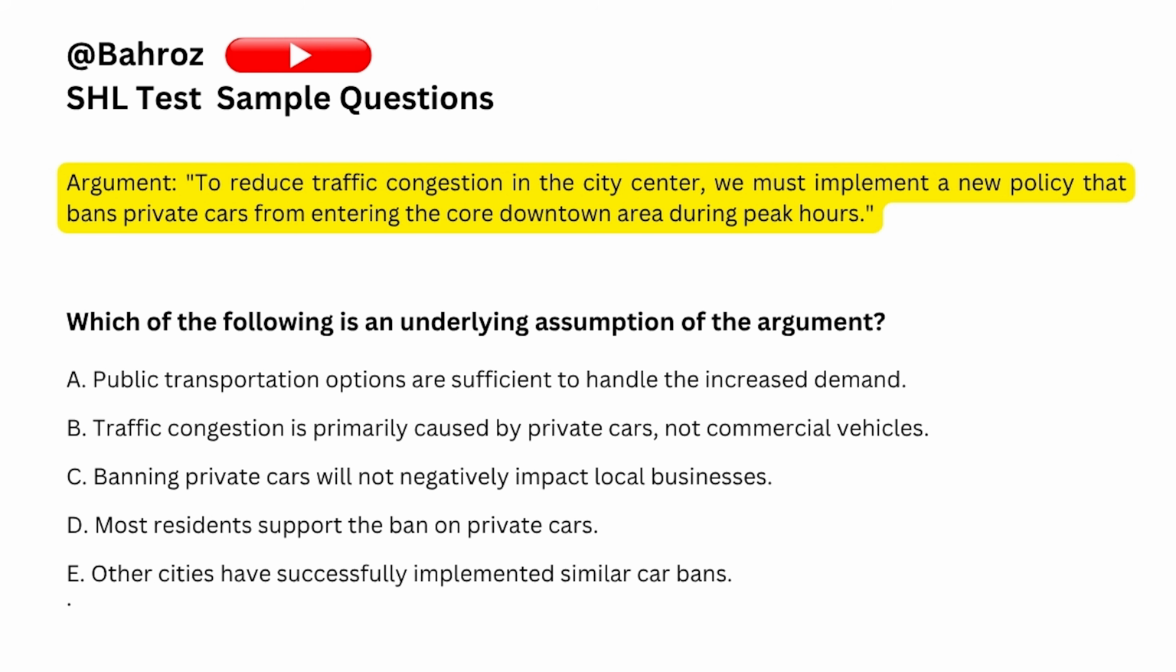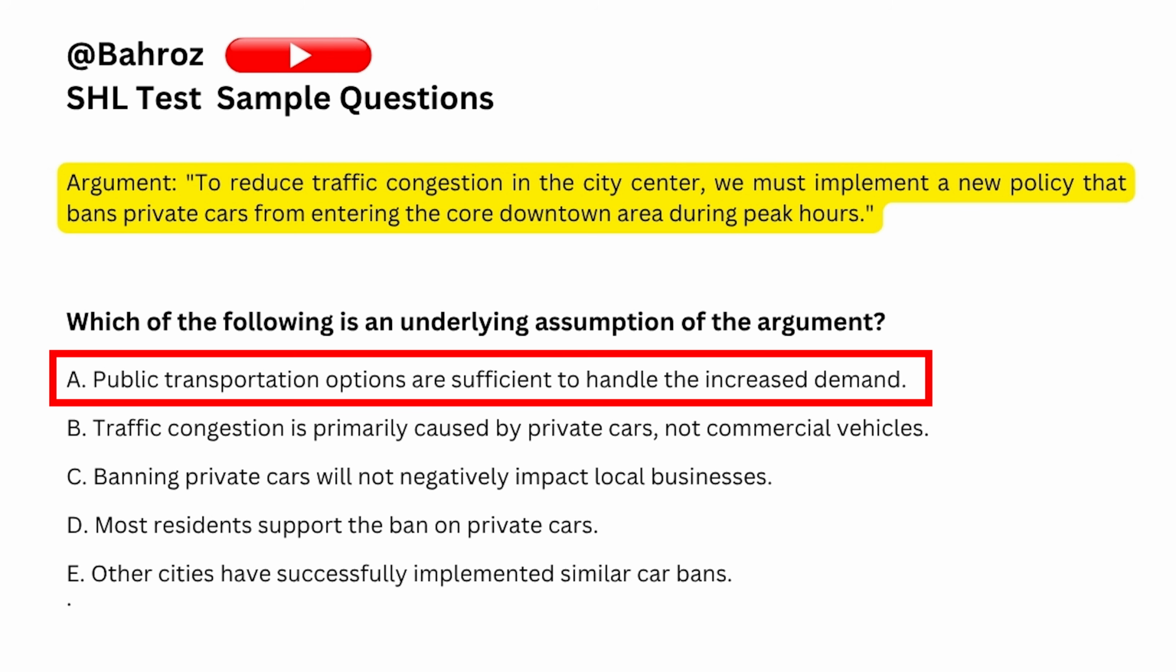Now, banning cars assumes people can still get around. Looking at the options, option A, if public transport can't handle the demand, the ban fails. So this is assumed. Option B, cars don't need to be the only cause, just a contributor. Option C, business impact isn't addressed. Option D, resident support isn't required. Option E, other cities' bans aren't needed. Option A is essential for the plan to work. So A is the answer.